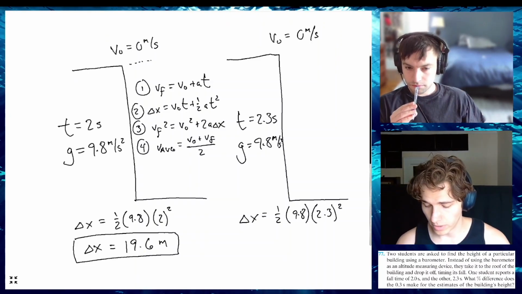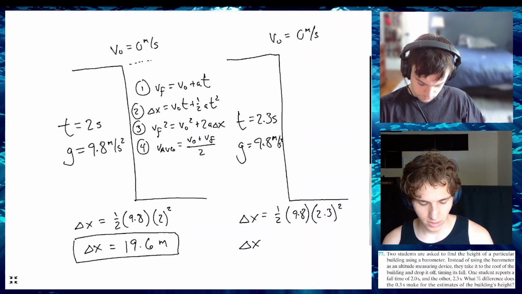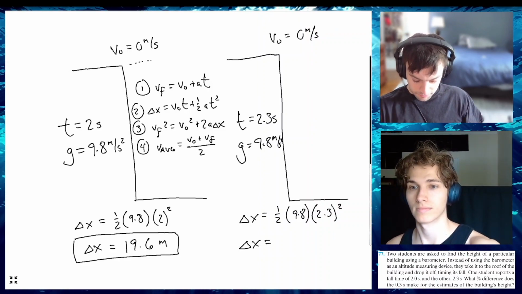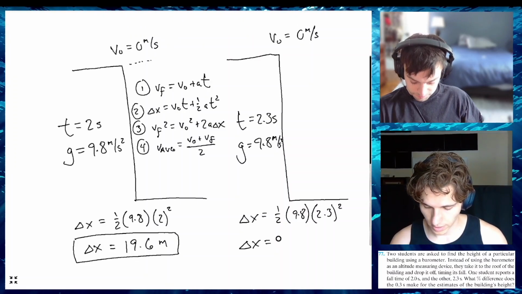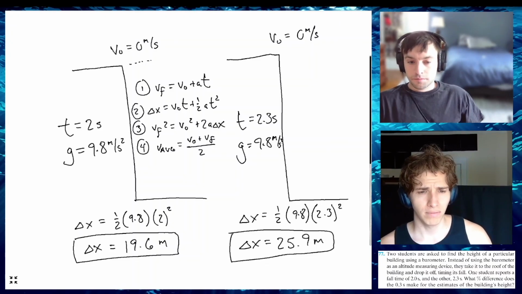Now we have the second one. It's going to be really similar, but instead of the 2 squared, we're going to replace it with 2.3 squared. Let me know what you get for this one. For this one, I got negative 25.92 meters. Nice. 25.9 meters. Okay, that was pretty easy.